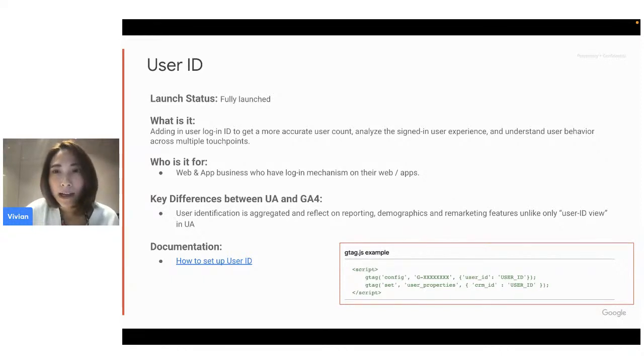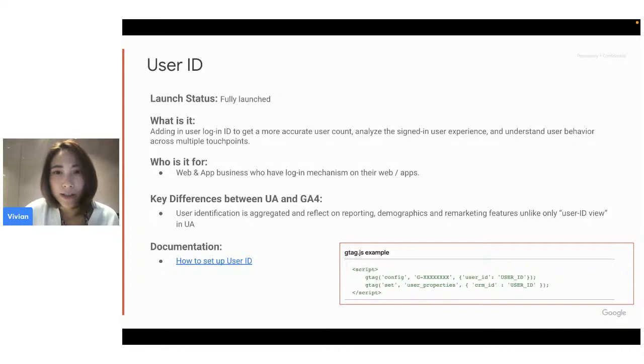Next slide, please. Yeah, and finally, the user ID. This is the feature where our advertisers can add their login ID from their websites, so we will understand the behavior across devices of the actual users. We have the same feature on Universal Analytics, but if some of you still remember, we only provided a user ID specific view for reporting purposes. Now, on GA4, we can do remarketing, general reporting, and demographics based on the user ID as well.